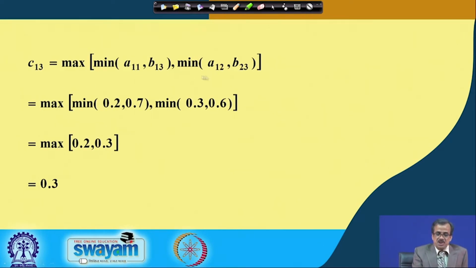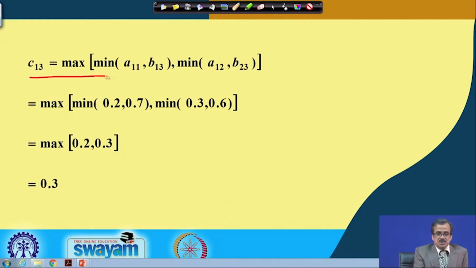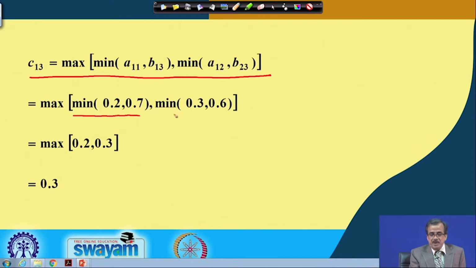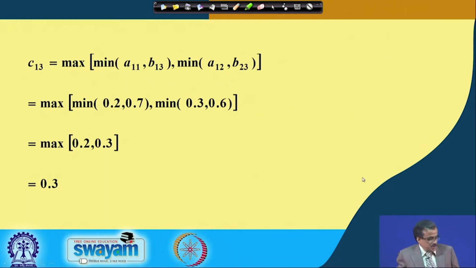Now, by following the same procedure, I can find out C13. C13 is nothing but the maximum of the minimum between A11, B13, and the minimum between A12, B23. If you substitute the numerical values here, this will become the maximum between the minimum of 0.2 and 0.7, and the minimum of 0.3 and 0.6. So, here I will be getting 0.2 and 0.3, and the maximum between them is 0.3.